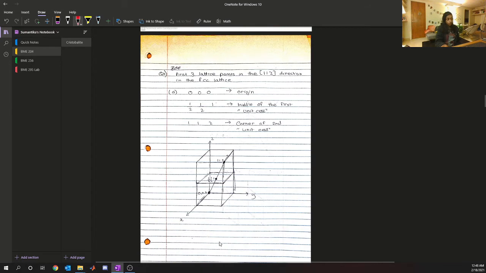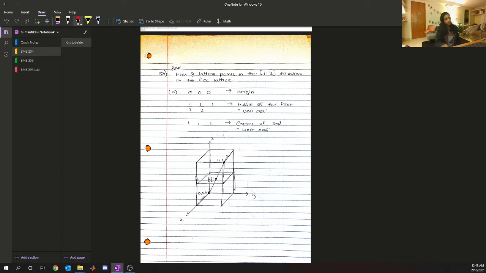Now, question 4. First 3 lattice points in the 112 direction in the FCC lattice. So 0, 0, 0 is the origin. 1 half, 1 half, 1 is technically the middle of the first unit cell. And 1, 1, 2 is the corner of the second unit cell. So if you can see here, it's depicted like that.